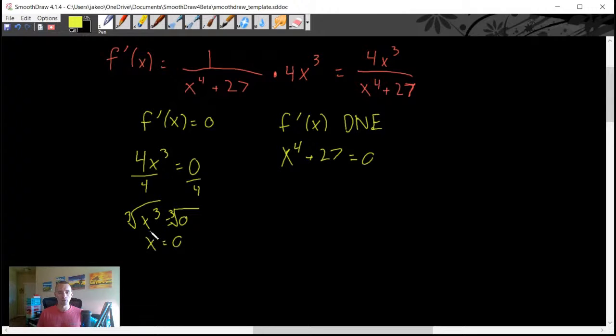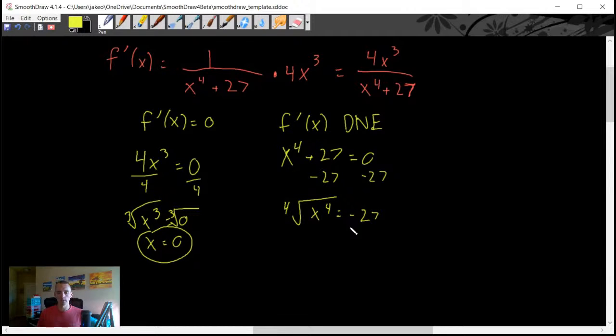So x equals 0 is going to be one of them. And then for this one, let's basically just start to move everything over and get our x all by itself. So we'll subtract 27 from both sides. x to the fourth equals negative 27. Take the fourth root of both sides.